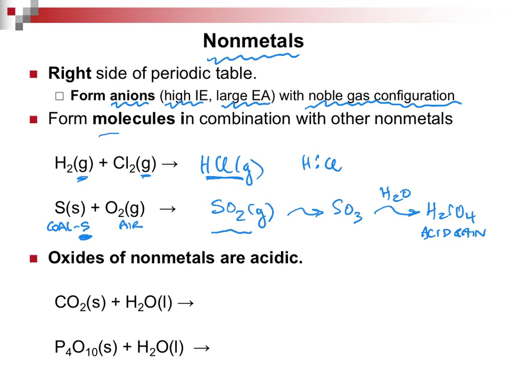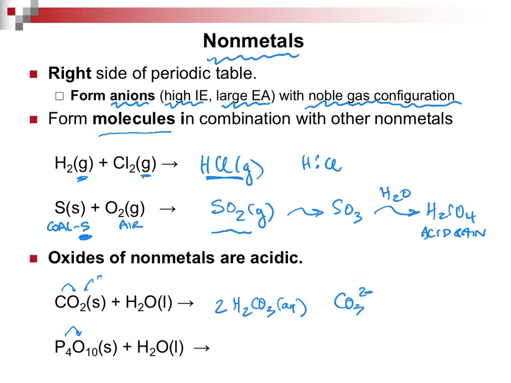So these are going to form molecules. You'll be thrilled to learn how to do the Lewis structures of all these things in the following chapters. What else do I want to say? Well, if I have an oxide of a nonmetal, CO2 plus water, it forms carbonic acid. And you will say, how did I know that? I had to learn it. It's not something I was born knowing. But this is the famous carbonate ion.